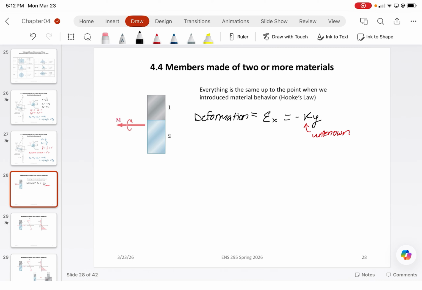And then what else do we know? What are the two equations that we needed to determine internal forces of composite members? We had compatibility, which is going to be our deformation. What's the other one? Equilibrium.